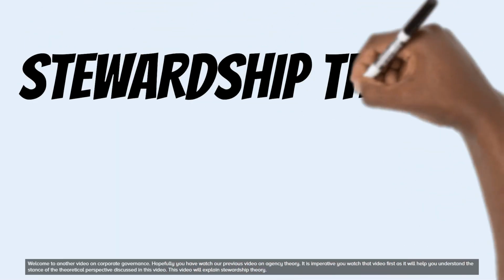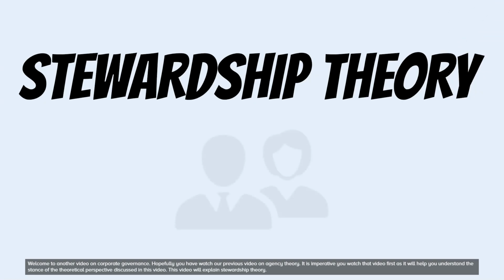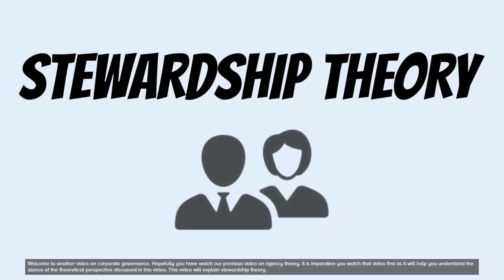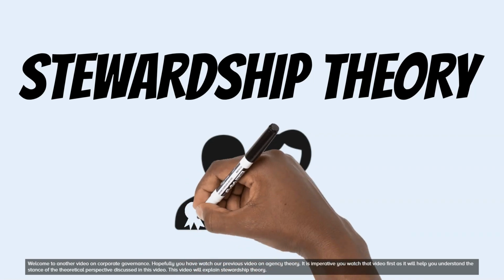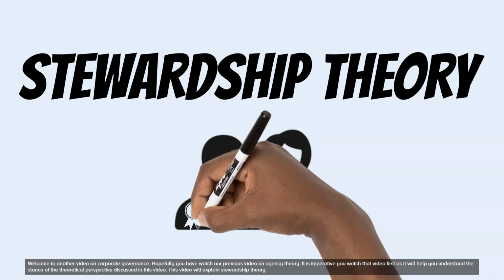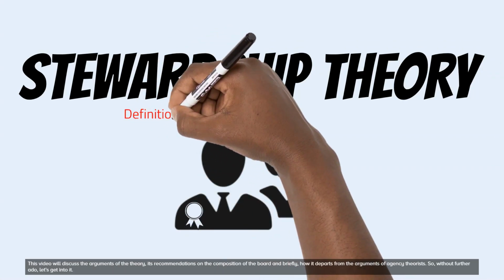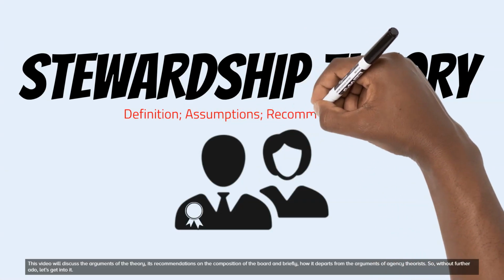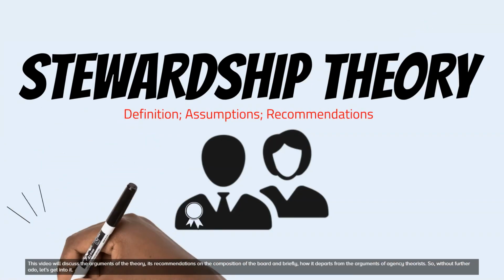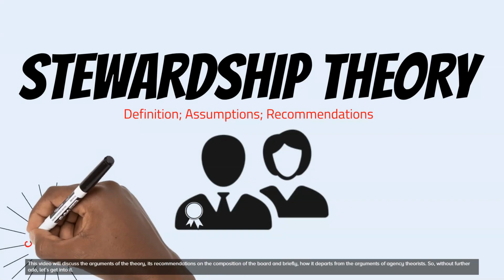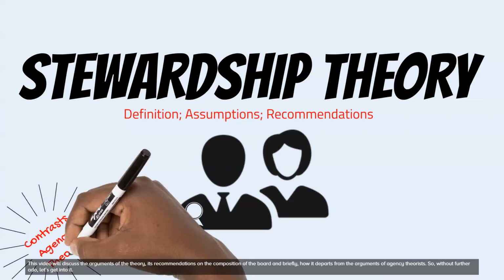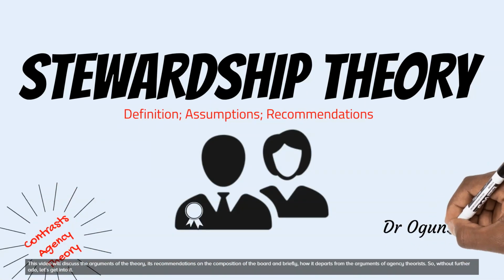Hopefully you have watched our previous video on agency theory. It is imperative you watch that video first as it will help you understand the stance of the theoretical perspective discussed in this video. This video will explain stewardship theory. This video will discuss the arguments of the theory, its recommendations on the composition of the board and, briefly, how it departs from the arguments of agency theorists. So, without further ado, let's get into it.